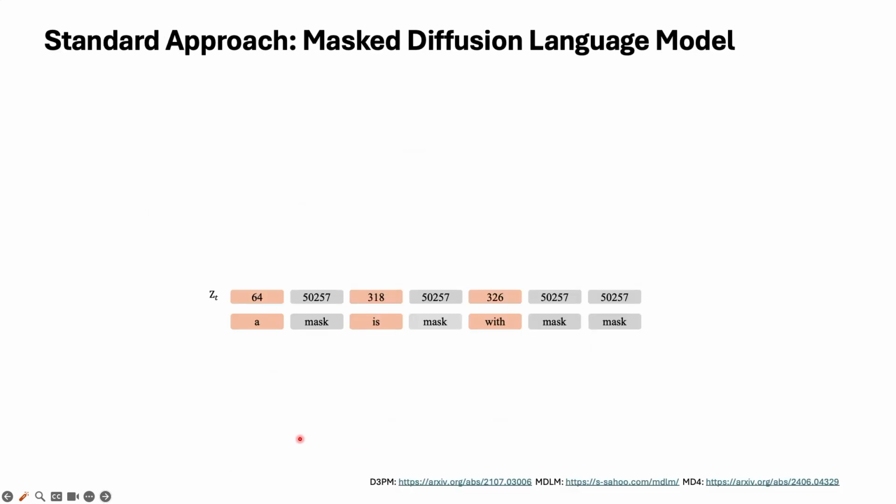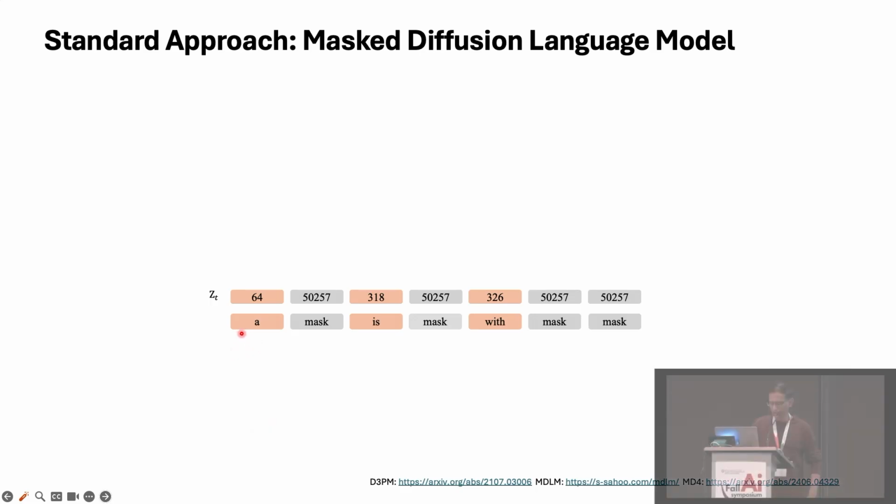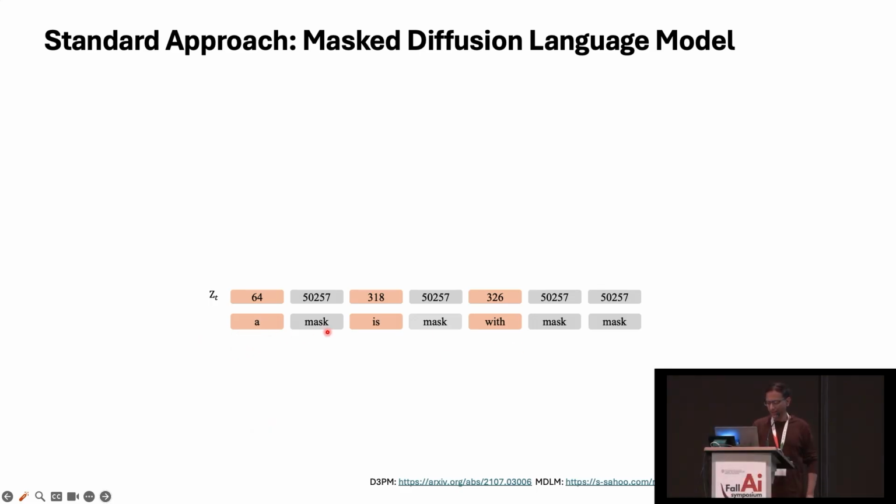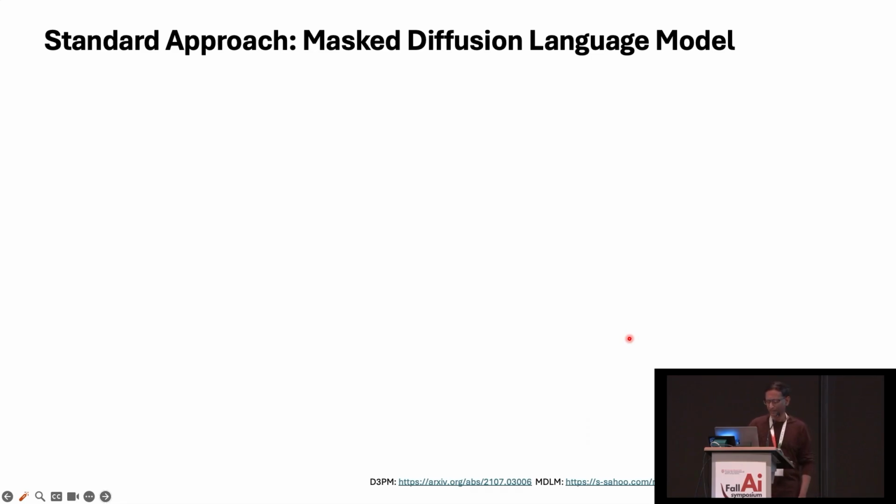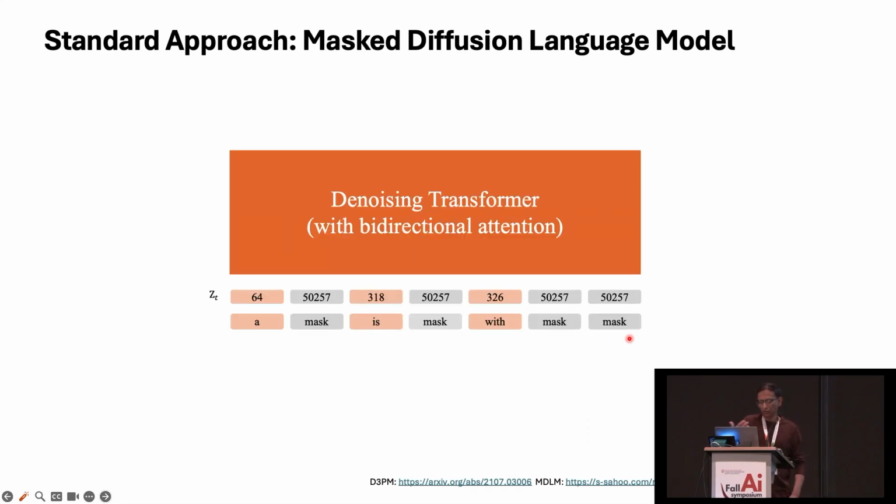Well, suppose that at some point while you're diffusing, you are at this particular state. This word is known. It's already unmasked. There's a mask. Something is masked. Then there's "with", and there are two masks. Okay, and you want to figure out the next thing. So you go through a denoising transformer, which has been trained. I'm just talking about the inference pipeline. We'll worry about training later.